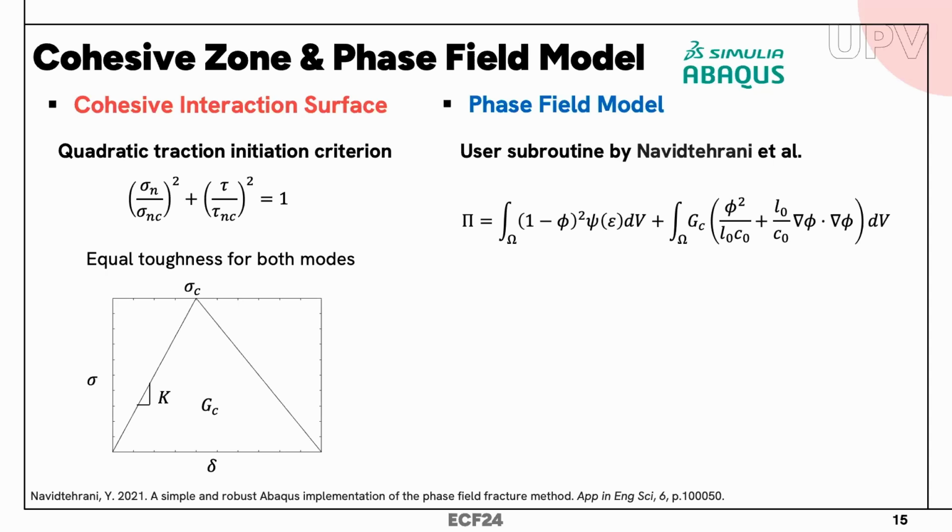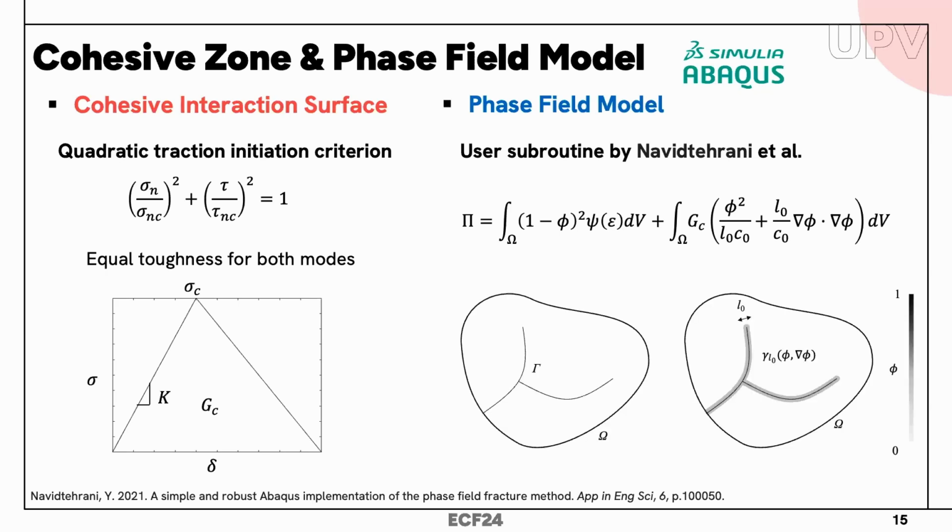For the fracture of the interstitial bone and the osteons, we have used the phase field model. We have performed this simulation in Abaqus, using a user subroutine developed by Navidtehrani et al. Very briefly, phase field is a variational fracture model in which you minimize the total potential energy considering the crack path. However, the sharp cracks are smeared over a characteristic length that, in our case, is just a numerical parameter that we have defined as small as possible, compatible with the dimensions of our problem.